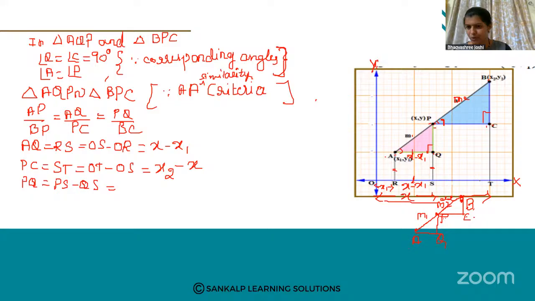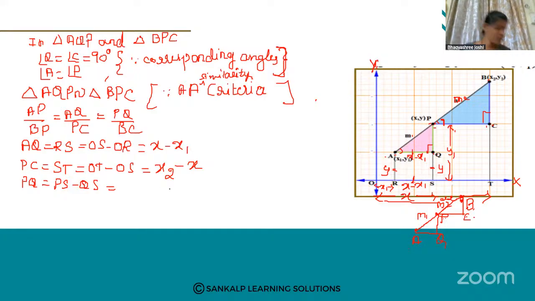Now observe carefully. PS minus QS. So QS means what? QS means AR. QS and AR are opposite sides. Now AR we will take as Y, then QS is also Y. PS we will take as Y1. A to R is taken as Y. If AR is Y, then QS is also Y, right? Wait for a minute.